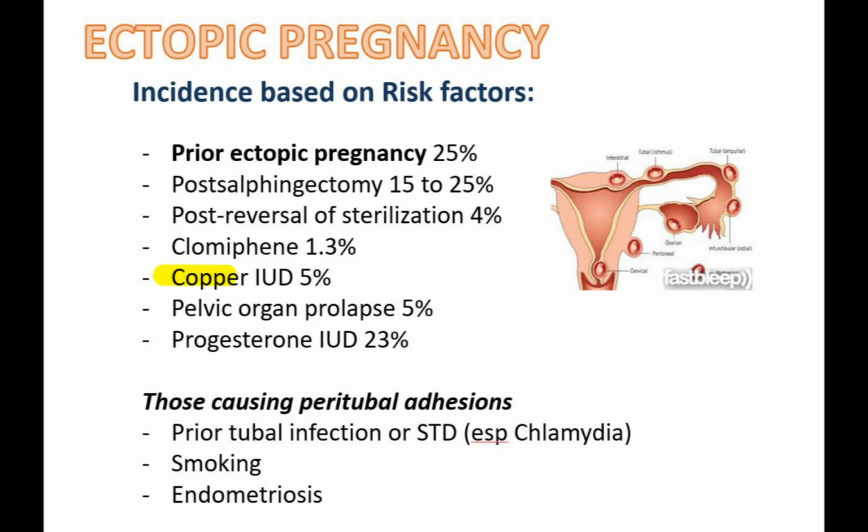Another is the use of an intrauterine device, whether that is a copper IUD or a progesterone IUD. They are both intrauterine devices, but made of different components. So it will also give you a risk factor. And another risk factor would be pelvic organ prolapse. We will discuss this in another lecture video, where the organ, most specifically the uterus, is prolapsed, so it may lead to ectopic pregnancy. So these are the risk factors.